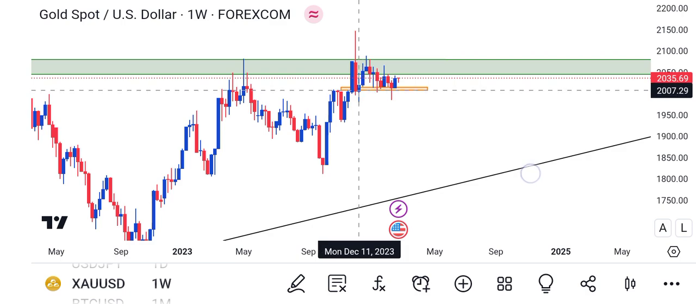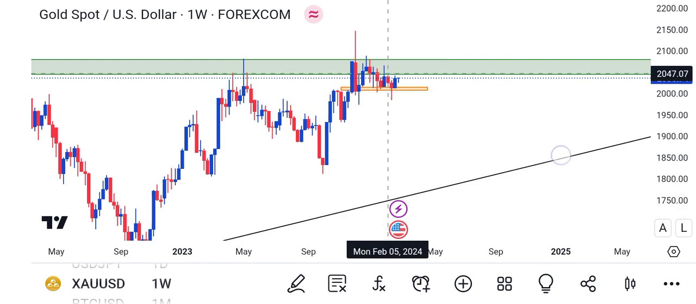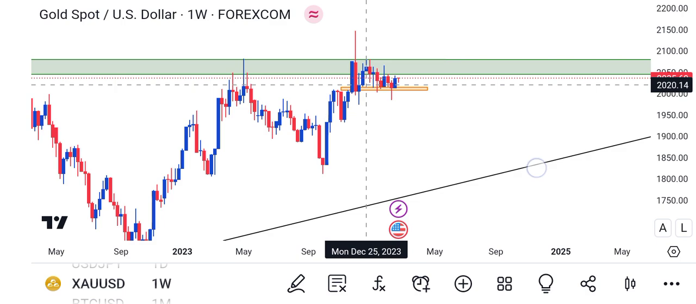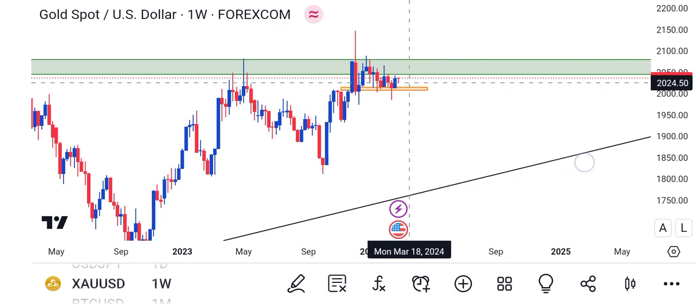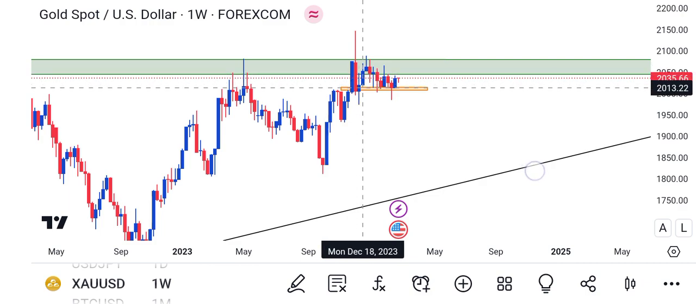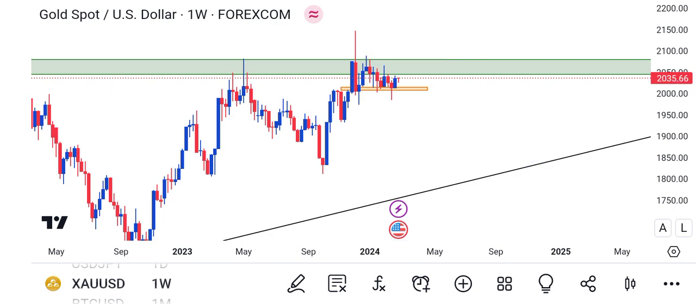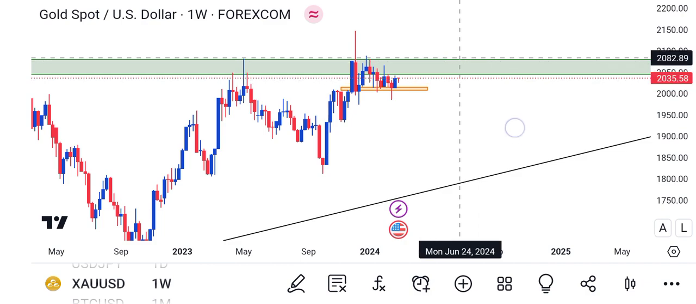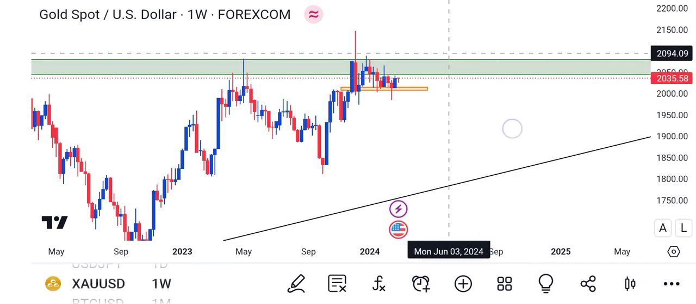Since December last year, this has been a mess. Many people have blown their accounts during this period, especially newbies, because they are not seeing it from the bigger picture. So I'll be patient. I'll wait for price to break above and close. Once price is above, don't get into the trade yet. You have to wait for it to close.